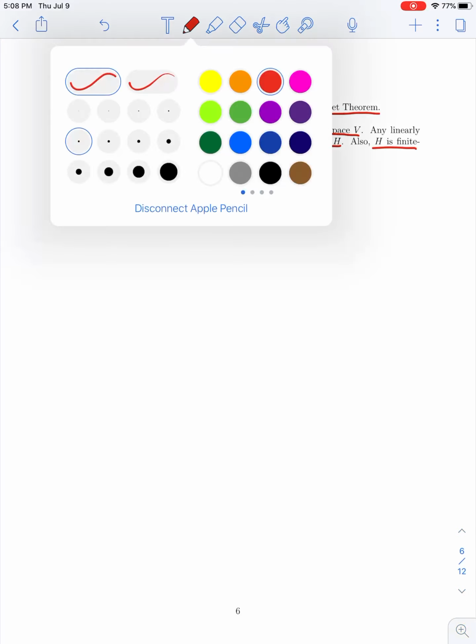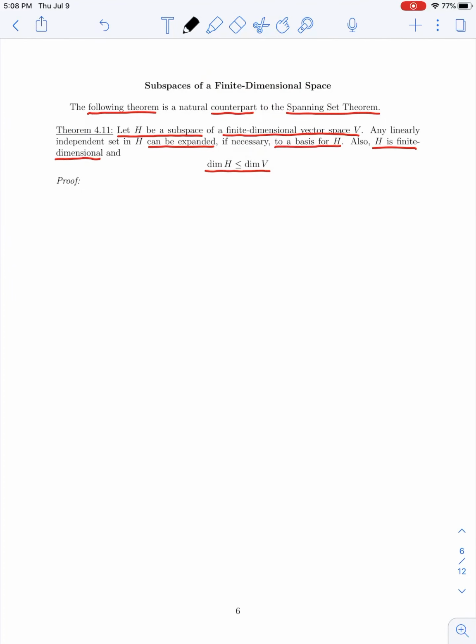So let's consider the proof of this theorem. Let's see if we can establish this result. We'll start by considering the simplest possible subspace, that is the zero subspace. If H is equal to the zero subspace, then the dimension of H is 0, which is certainly less than or equal to the dimension of the vector space V of which this is a subspace.